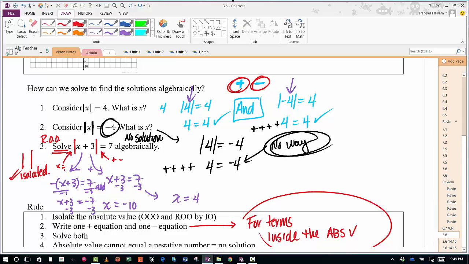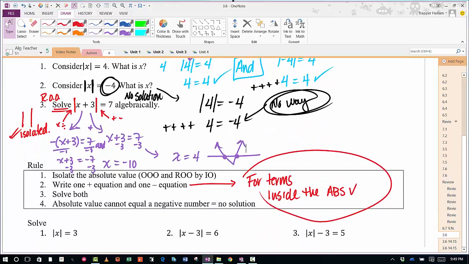Now, we'll talk about what that looks like visually when we get back to class, but those are my two possible solutions. Where this absolute value, this v-shaped function, crosses the x-axis is going to be at positive 4 and negative 10. There you go. I just cheated. That's what it does look like.